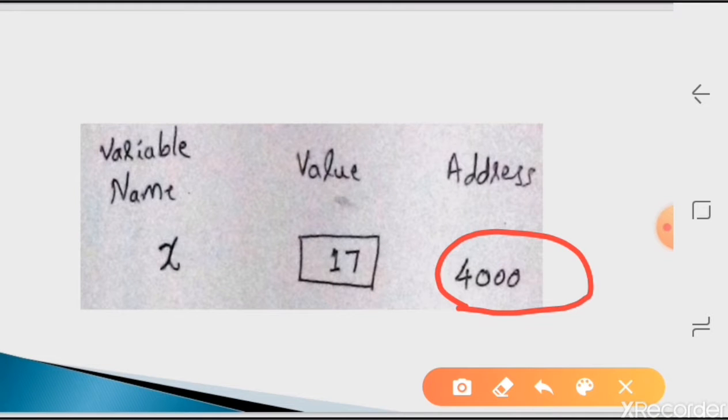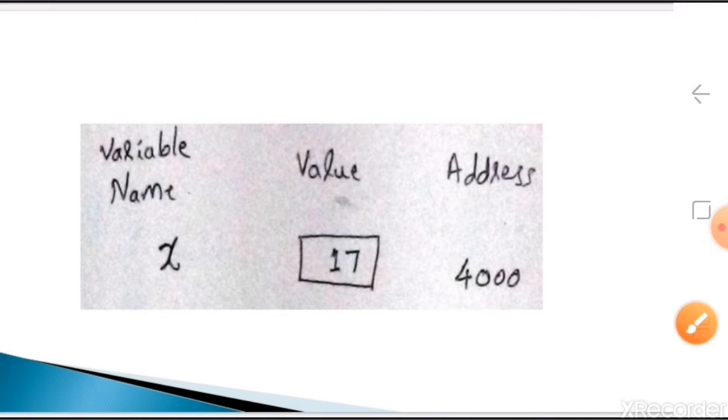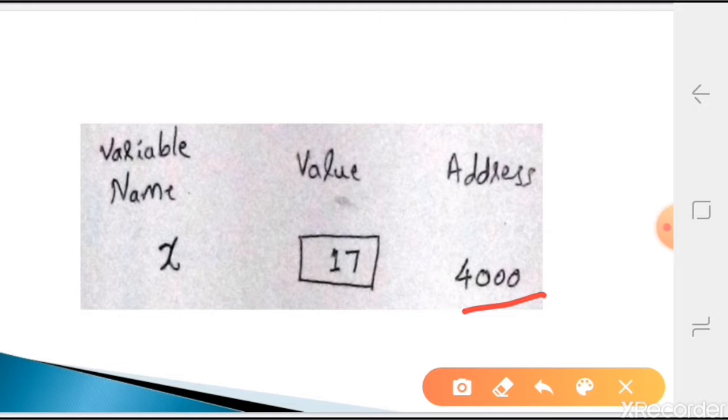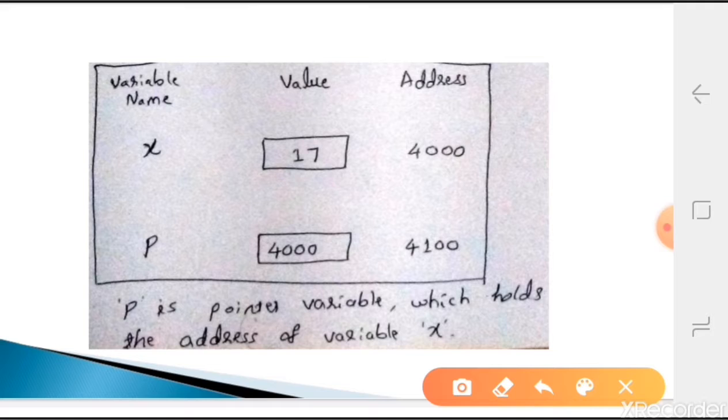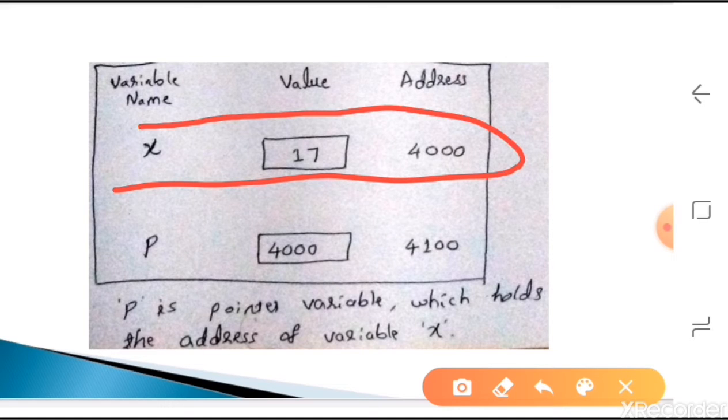Can I store this number in one more variable? Obviously yes. We'll check it here. By default, if you use the variable x of integer type with value 17, it is allocated somewhere in memory. Can I store this value in one more variable? Yes. So here I created one variable p, and I stored that value 4000.